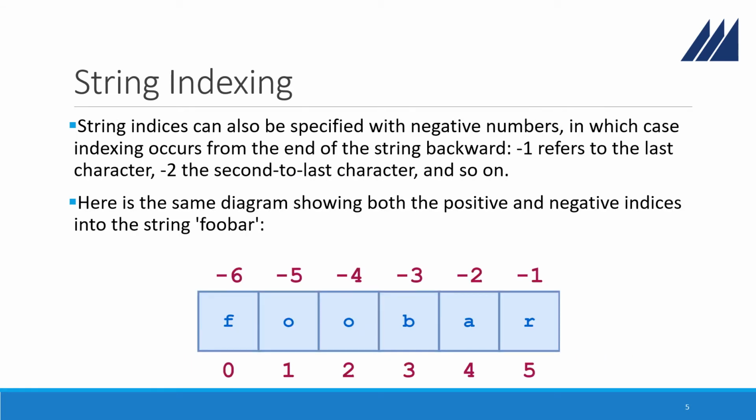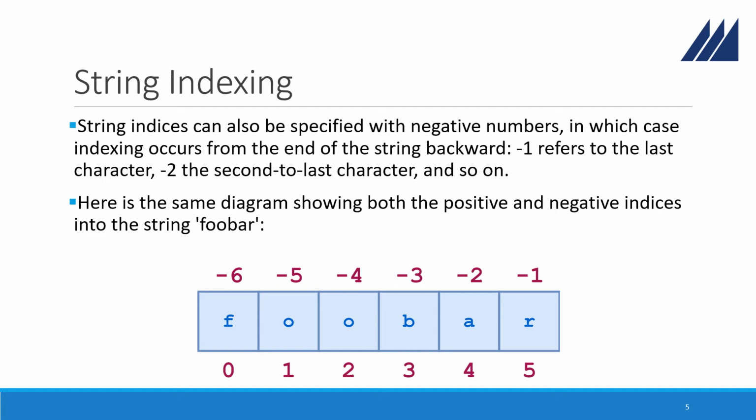In Python, we can also use negative numbers for indexing. As you can see from this picture, the last character in this string is going to have index -1. And as we go toward the beginning of the string, we keep decreasing the number. So the one before the last character is going to be -2, and we continue until we get to the first one, which in this example is -6.